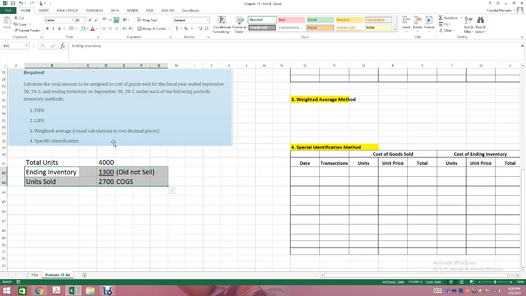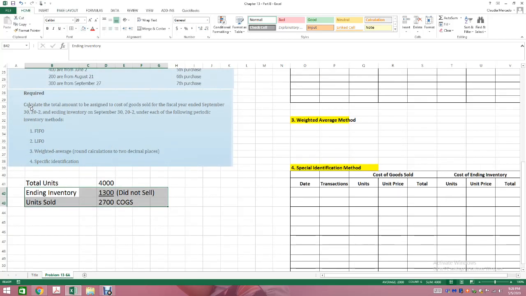Because look at what they're asking you to do. They're asking you to calculate the total amount to be assigned to the cost of goods sold. Those 2,700 units, what is their cost? This is the number of units that you're trying to find the cost of. And your ending inventory, you have 1,300 units left. What's the value of those 1,300 units that you have left?